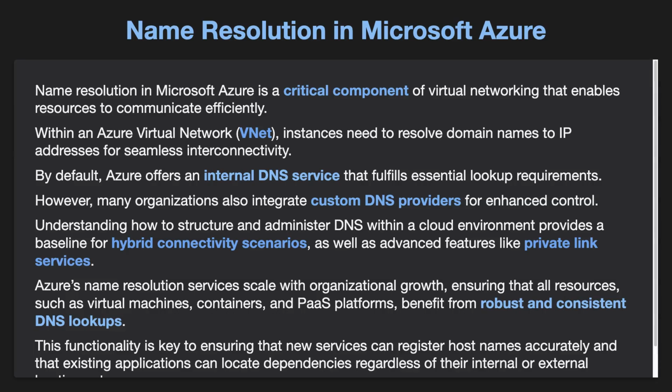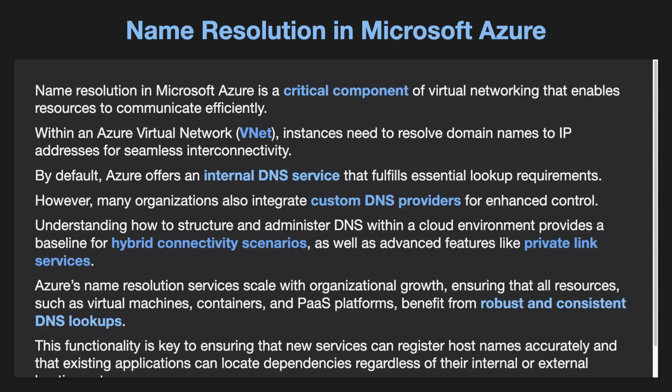Name resolution in Microsoft Azure is a critical component of virtual networking that enables resources to communicate efficiently. Within an Azure Virtual Network, VNet, instances need to resolve domain names to IP addresses for seamless interconnectivity. By default, Azure offers an internal DNS service that fulfills essential lookup requirements. However, many organizations also integrate custom DNS providers for enhanced control. Understanding how to structure and administer DNS within a cloud environment provides a baseline for hybrid connectivity scenarios, as well as advanced features like private link services.